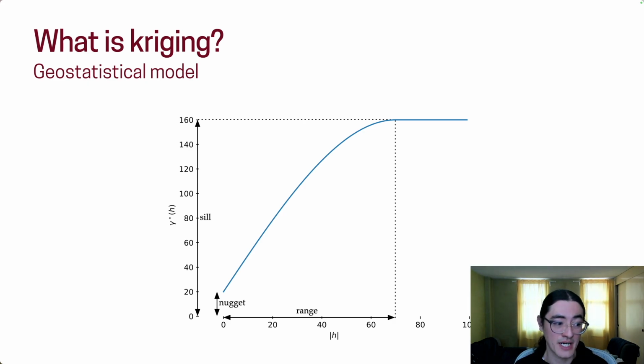Or there are errors in measurement. So there are all sorts of possible behaviors that explain this, and all of these can be modeled by the nugget. Then you sort of have the range.